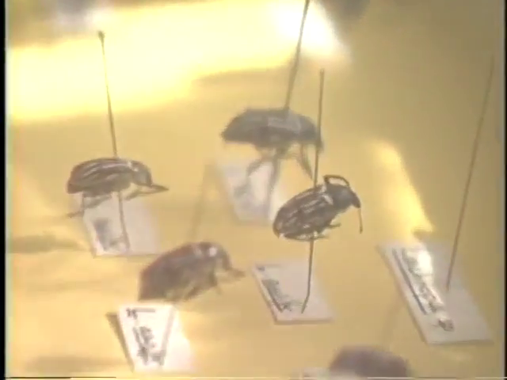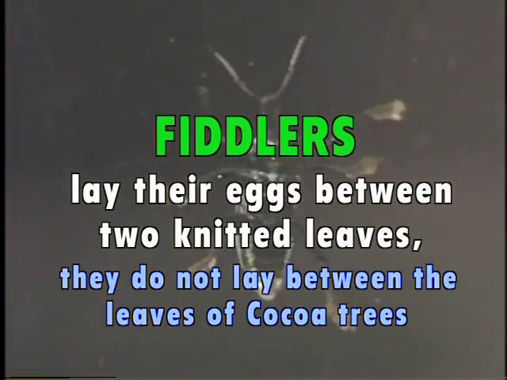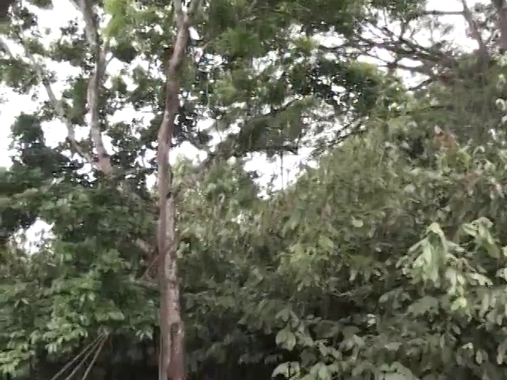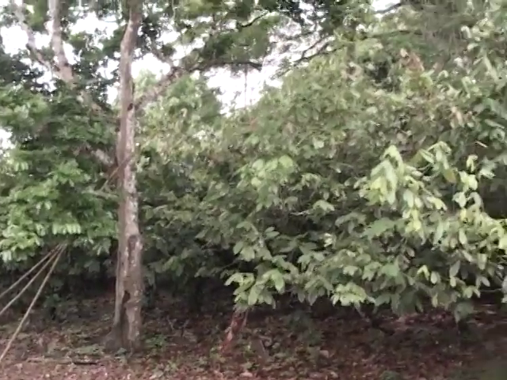Fiddler beetle. There are 2 types of fiddler beetles: the larger fiddler beetle, which has blue stripes along its back, and the smaller fiddler beetle. The grub of the fiddler beetle kills the cocoa trees by eating away bark around the root of the tree. Fiddlers lay their eggs between 2 knitted leaves, although they do not lay between the leaves of cocoa trees. Grubs hatch and drop from shade trees in cocoa fields and are blown from surrounding trees into cocoa fields.